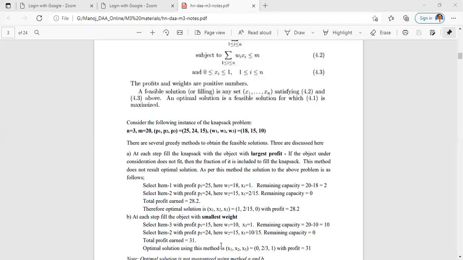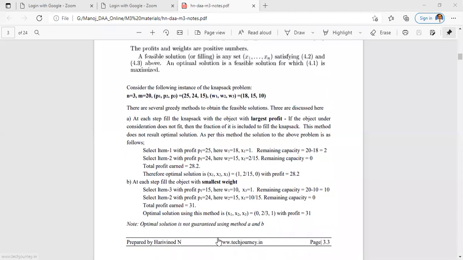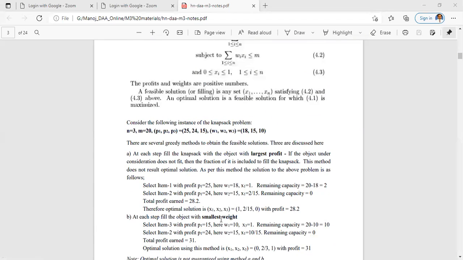So now you come for the second case. What is the second case? Smallest weight. So the first weight is 10, and its profit is 15. So take the same thing. x3 is 1 because it is perfectly fitting. So 20 minus 10 is equal to 10.